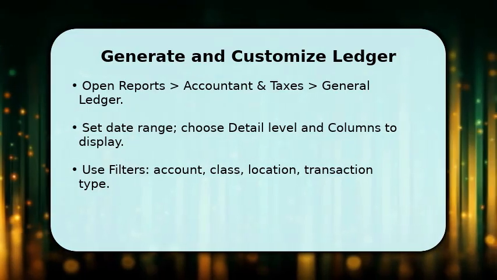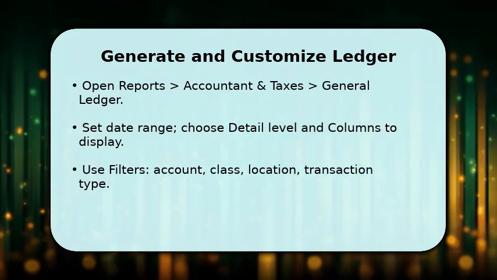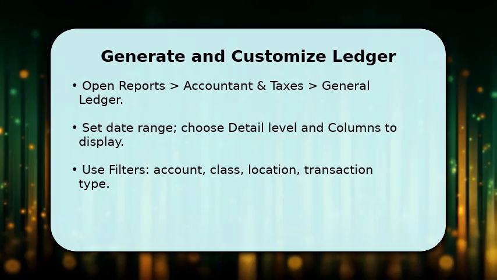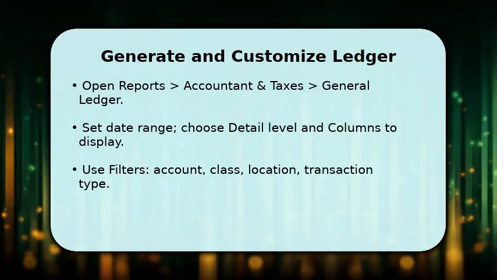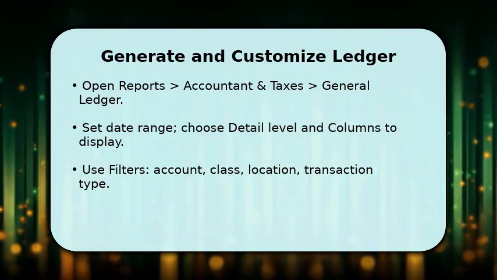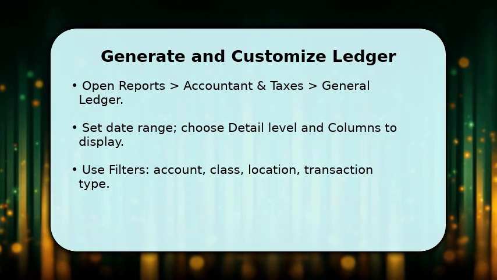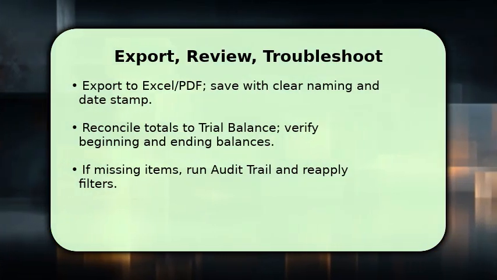Use filters to limit by account, class, location, or transaction type. This narrows results and speeds review. Export options appear at the top. Pick Excel or PDF, depending on whether you need further manipulation or final. You finish by exporting the general ledger to Excel or PDF, and save it with a clear file name and date stamp for audit trails.